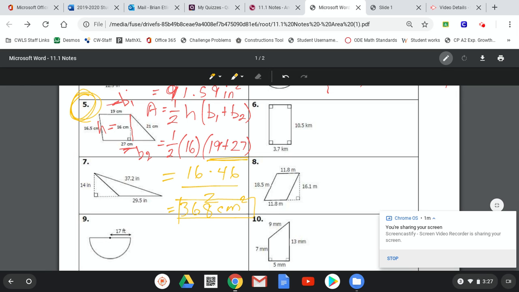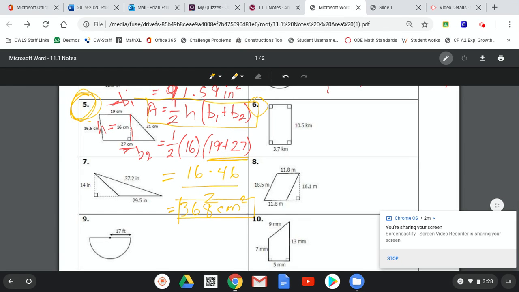368 centimeters squared. That is a tricky one, and this is where you have to remember this formula up here, guys. Make sure you have that committed to memory. All it is: add the bases, multiply by the height, and divide it by 2, okay? So make sure we understand that. All right, so let's move on here to number 6.